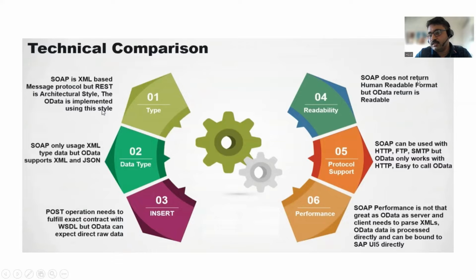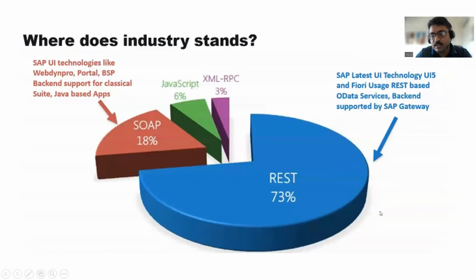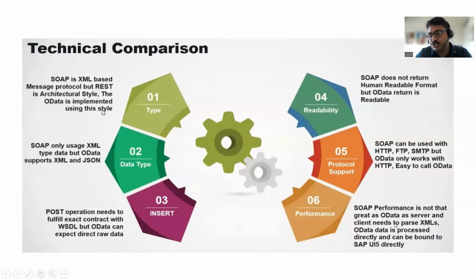So SOAP actually sends the data in XML format, but OData sends the data in JSON and XML, both formats. And JSON is a very readable, lightweight format. So that's the difference. SOAP can use HTTP, FTP, SMTP. OData only works with HTTP, right? And one more was there. Performance is not that great as with OData, because the server and client need to parse all these things, right?